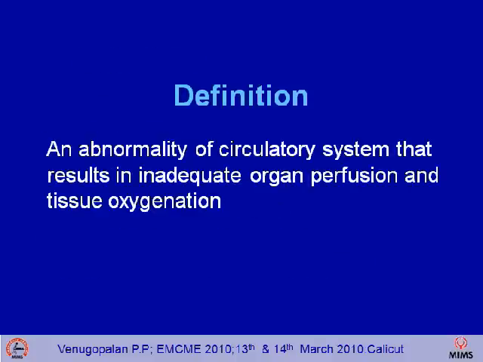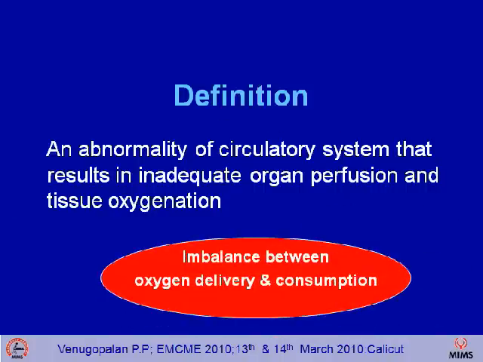By definition, shock is an abnormality of the circulatory system that results in inadequate organ perfusion and tissue oxygenation. Basically, shock is an imbalance between oxygen delivery and oxygen consumption at the tissue level.